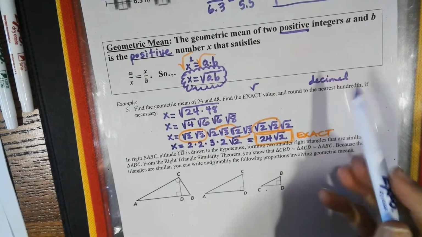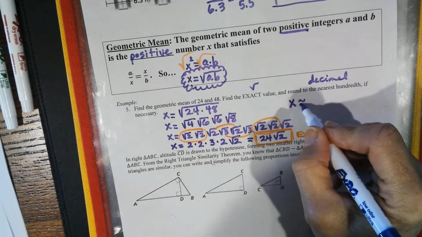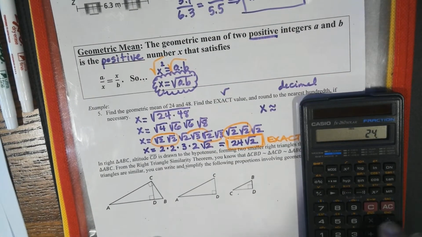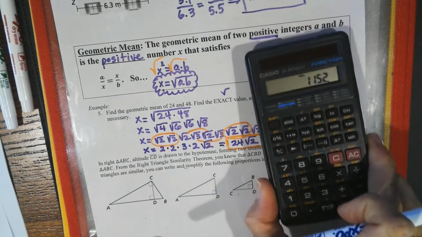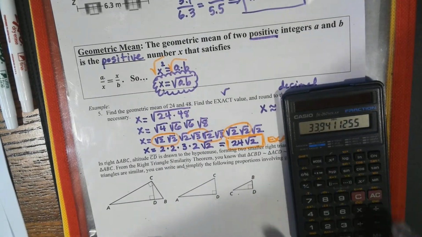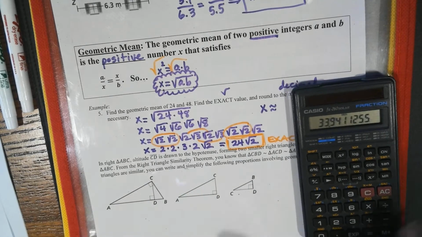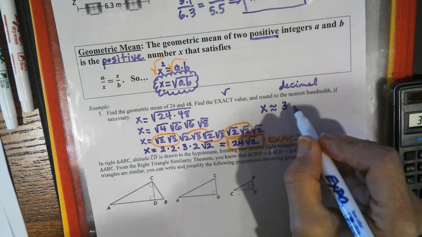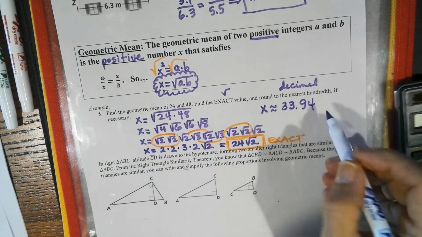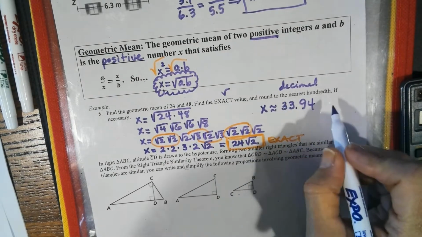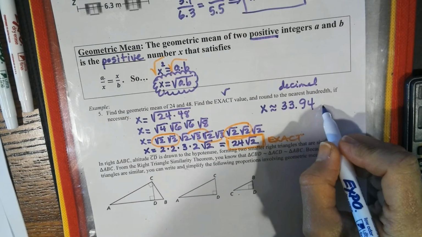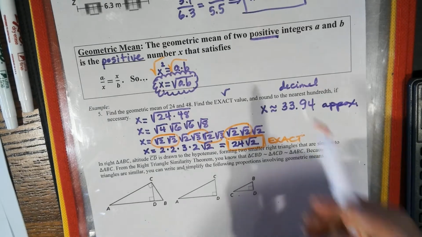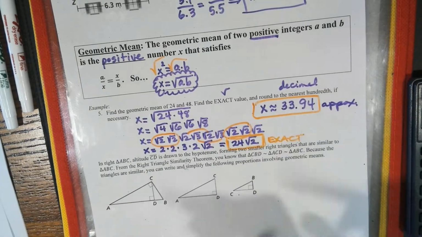And then remember, if it says round, then all you have to do is go 24 times 48. You get that 1152, and you press your square root button, and you get approximately 33.94, because that's closer to 94 than 90. So 33.94. So if it asks for the exact value and rounding, this is your approximation. I'm going to box it up so I know that that is my answer. Any questions right now?